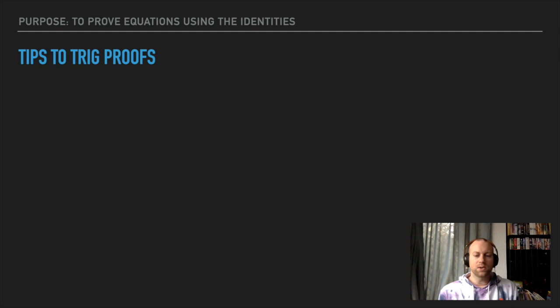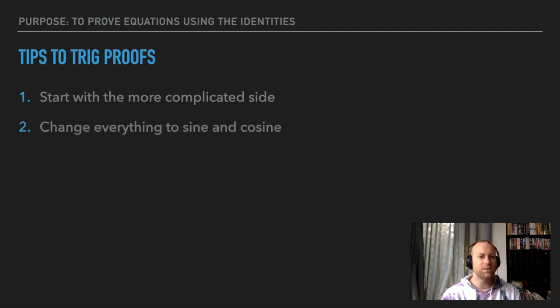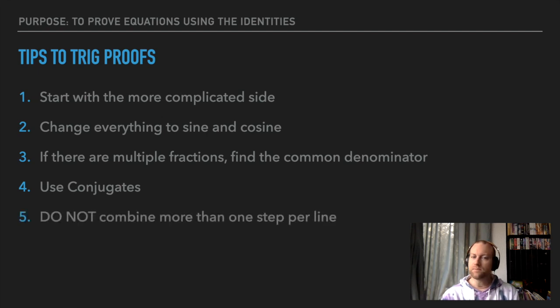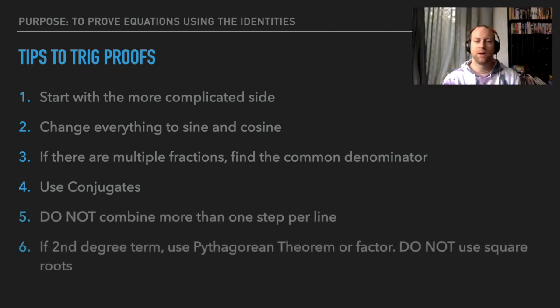Okay, so let's go over these tips that I told you before. Start with the more complicated side. It just works out that way. If you're stuck, switch to the other side. In general, you're going to change everything into sine and cosine. If you have multiple fractions, find a common denominator. I showed you that one. It just makes it easier to have it as a single term. Use those conjugates. If you're ever stuck, multiply by the conjugates. That'll help you get somewhere with the Pythagoras identity. You can start working with that. Don't do more than one thing per step. And notice we never used a square root. Don't use any square roots. That won't help.